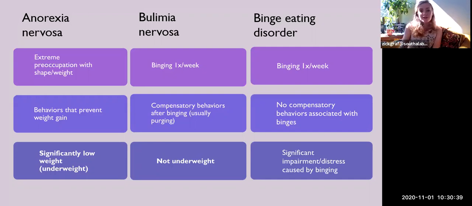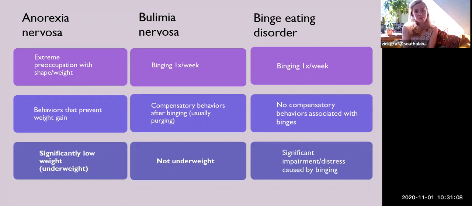A diagnosis of binge eating disorder involves binging once a week, just like bulimia, but without any compensatory behaviors linked to binges. That doesn't mean that people with binge eating disorder don't engage in compensatory behaviors and don't diet, but what it does mean is that people don't compensate directly for their binges. They don't purge after binging, essentially. And then there's no weight requirement involved in binge eating disorder, but there is a requirement that a person experience significant impairment or distress caused by their binging.